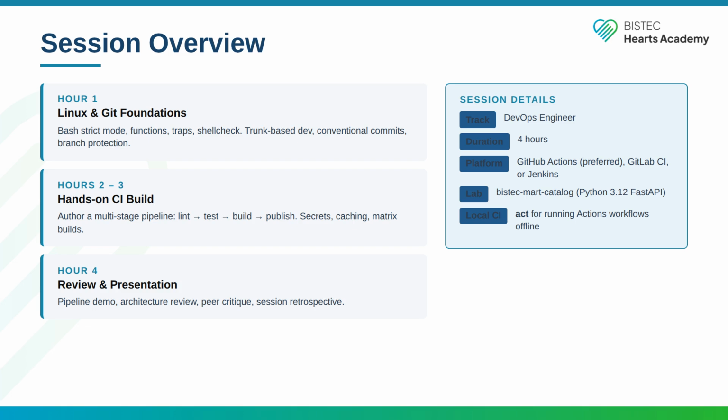The lab platform is the BISTEC Mart catalog service, a FastAPI Python application with tests and a Dockerfile already in place. GitHub Actions is the primary CI platform, but if you're on GitLab or Jenkins, the concepts transfer directly.